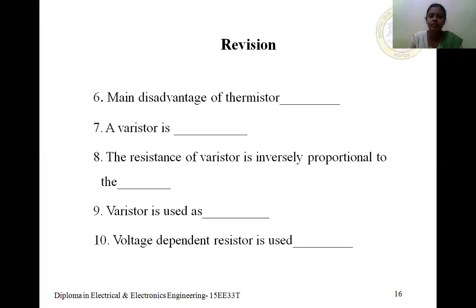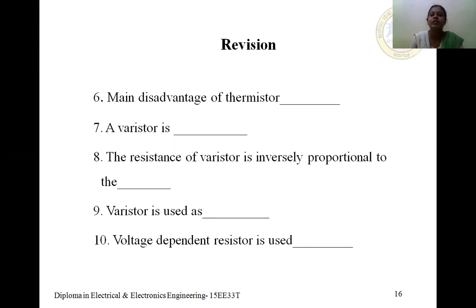Next, coming to the sixth question, the main disadvantage of a thermistor. The main disadvantage of a thermistor is that it has a non-linear output, slow response time, and limited temperature range. So that is the disadvantage of the thermistor. A varistor is a dash. A varistor is a voltage dependent resistor. The answer is VDR, voltage dependent resistor.